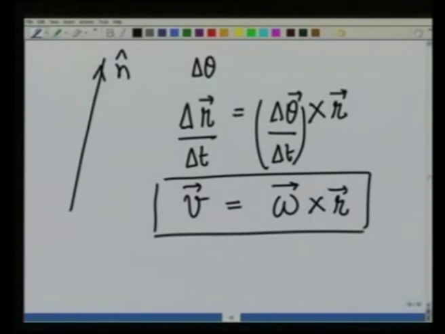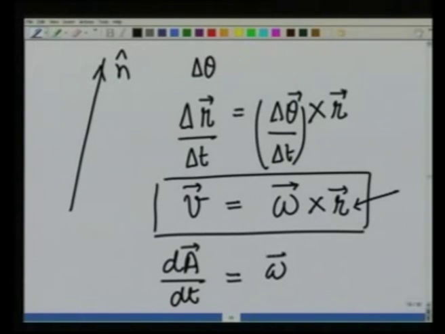This is being very, very specific to the displacement vector r. In general, the rate of change of a vector a rotating about an axis pointing in direction n is going to be equal to omega cross a. Another general result. These are very, very useful results for use in rigid body dynamics, and we will be making use of them quite frequently.